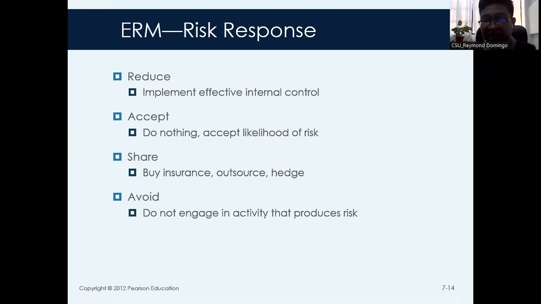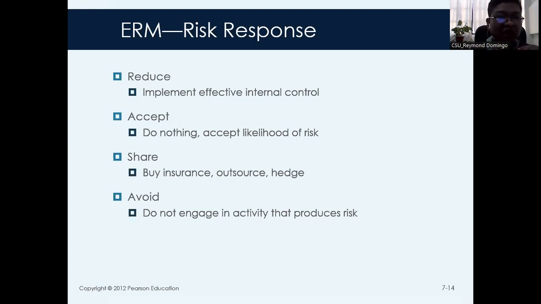Di ba? Kanina ko pa sinasabi, risk, we have to reduce it to a minimum level. So what we have to do, we have to implement effective internal control, most especially yung preventive control natin. However, equally important naman yung detective and corrective control natin. So with those controls, ma-reduce natin yung possible occurrence of those risks.